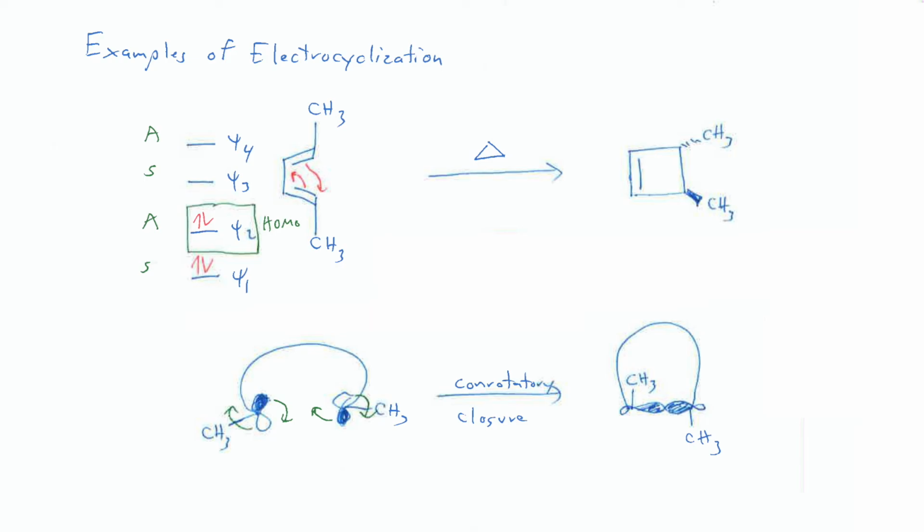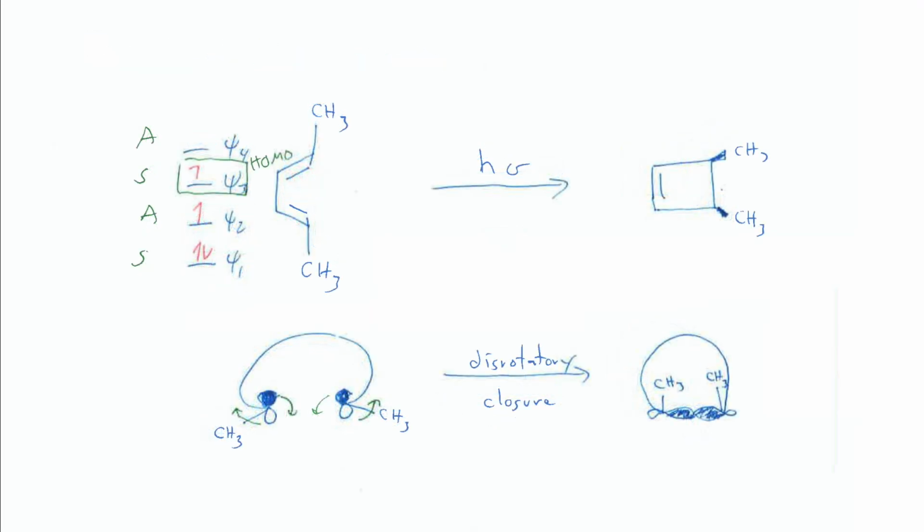Now, let's take a look at the same system, but here we're going to alter the conditions. We're going to do this under photochemical conditions. Remember, this doesn't change what orbitals we have, but it does change the identities of the frontier molecular orbitals. So exciting an electron from psi2 to psi3 would now mean that psi3 is the HOMO, and psi3 is going to be symmetric. So let's draw out our little simplified diagram of a symmetric molecular orbital.